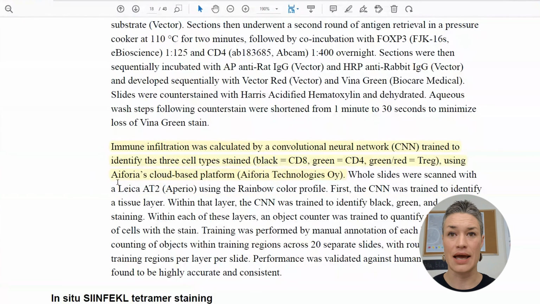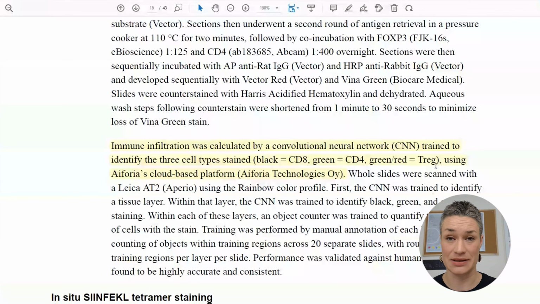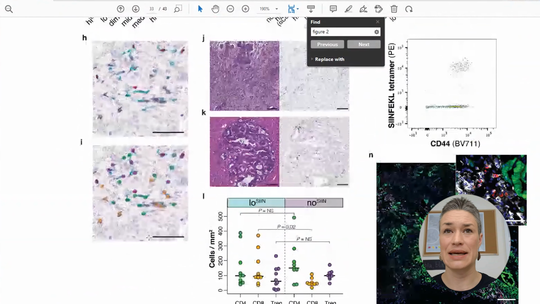The authors used the Aiforia cloud-based image analysis platform to calculate immune infiltration. They designed CNNs, convolutional neural networks, and trained them for 3 different cell types. Here we had a chromogenic stain, so all of those cells had a different color, which is fantastic for image analysis. Black were CD8 positive cells, green were CD4 positive cells, and green and red were T regulatory cells. In figure 2, you can see how it looks.